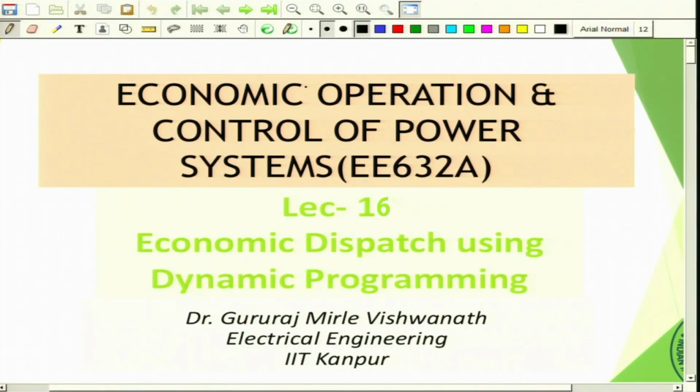In today's class we'll learn about the economic dispatch problem using the dynamic programming approach. In the last class we learned about the classical methods, to start with the lambda iteration method.